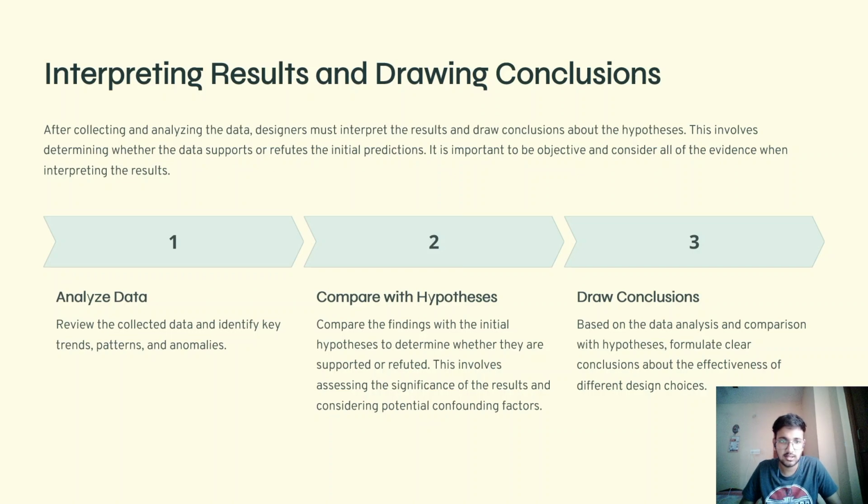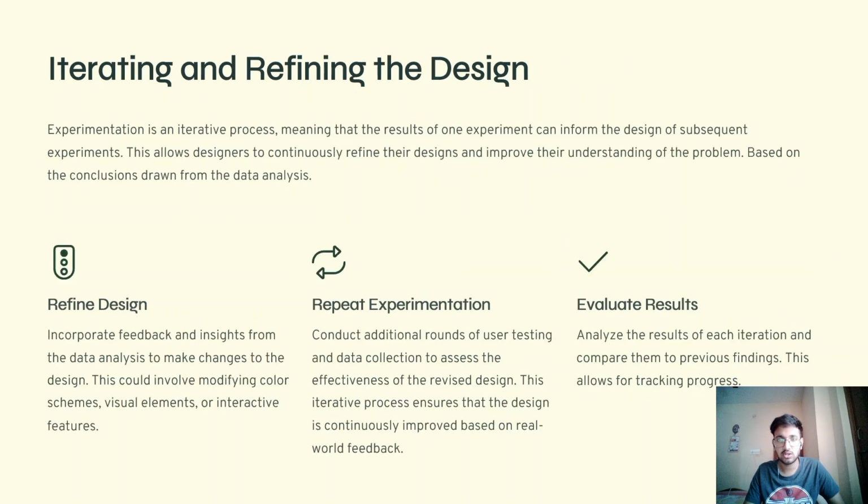We have to first analyze the data by reviewing all the collected data and identifying the trends, patterns, and anomalies. Next, we have to compare with the hypothesis to determine whether they are supported or refuted. This involves assessing the significance of the result and considering potential confounding factors. Next, we have to draw the conclusion based on the data analysis in comparison with the hypothesis to formulate a clear conclusion about the effectiveness of different design choices.